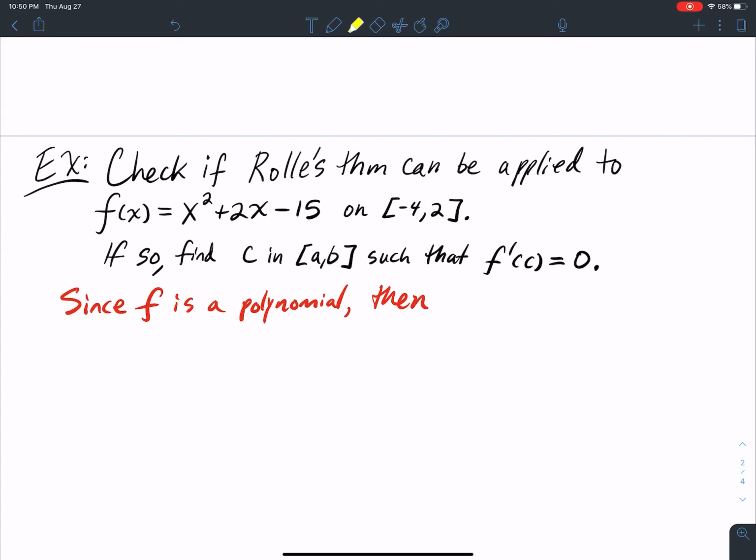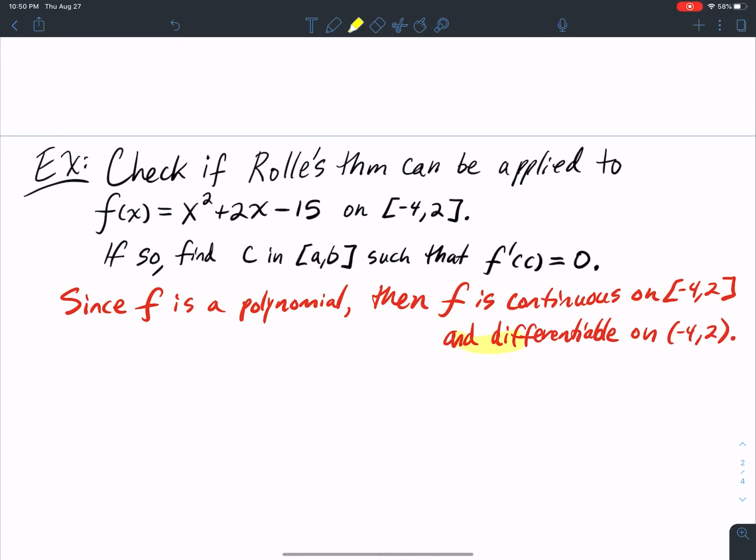Now, first thing we've got to do, Rolle's theorem. Remember, for Rolle's theorem, f of x needs to be continuous on the closed interval and differentiable on the open interval. Well, what do we know about this function? This is a quadratic, and a quadratic is a polynomial. So therefore, f is continuous on the closed interval because it's a polynomial, and it's also differentiable. It's smooth on the open interval.